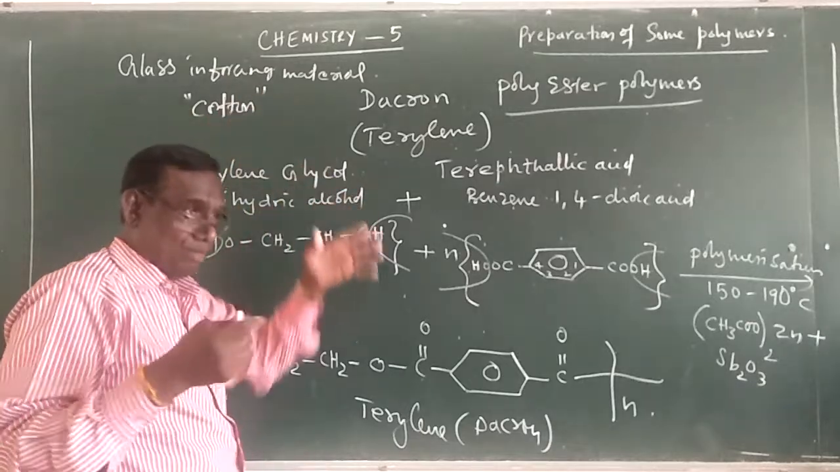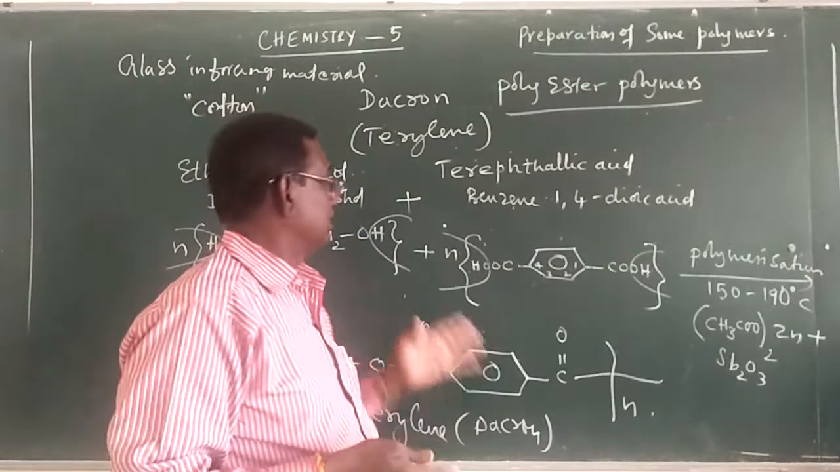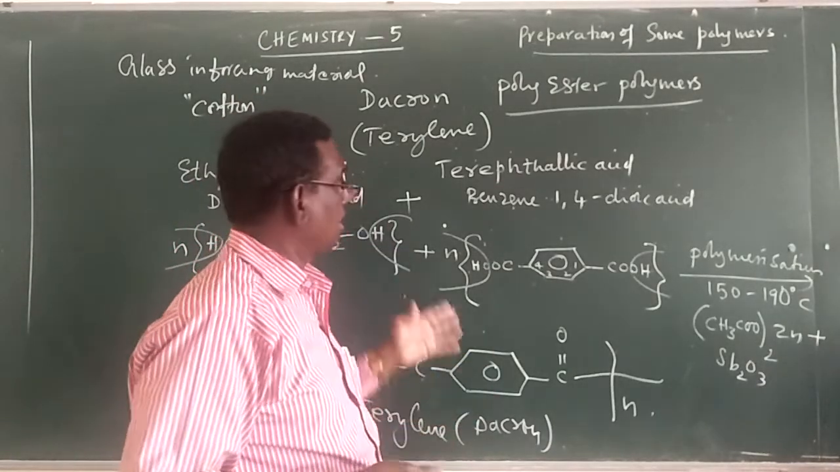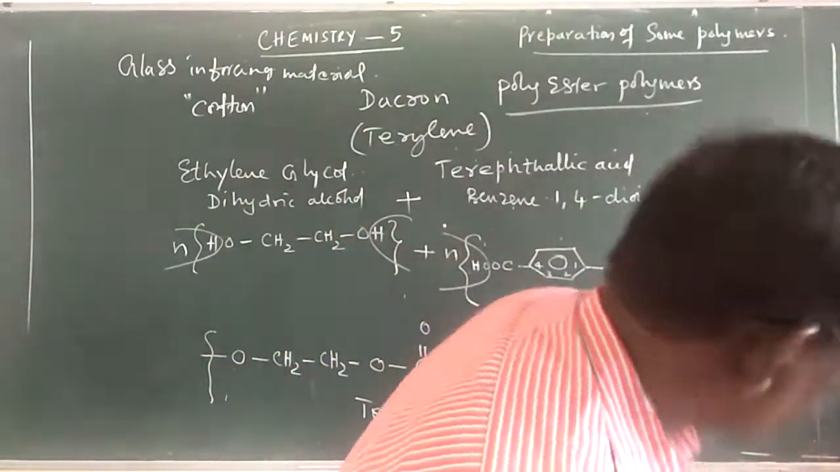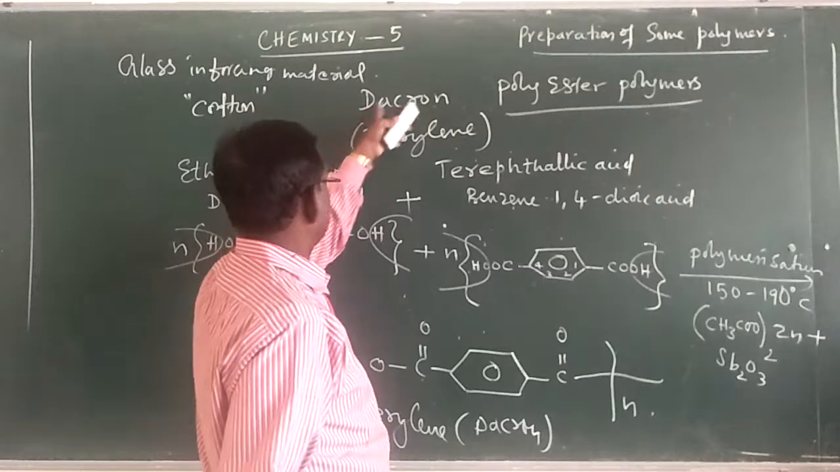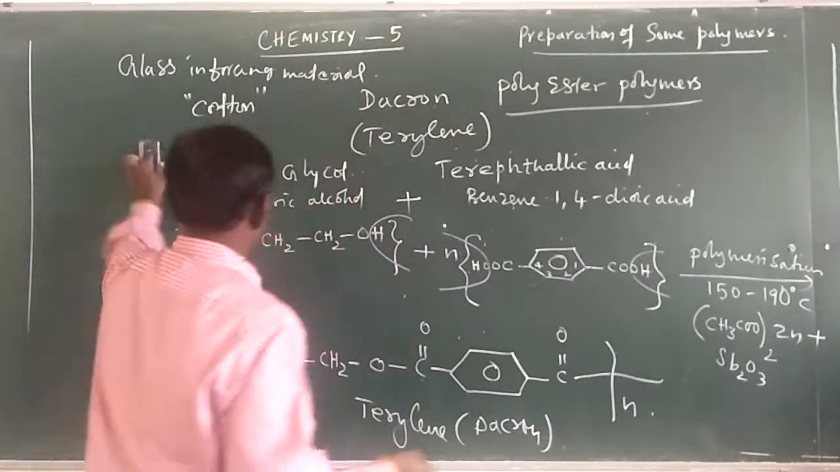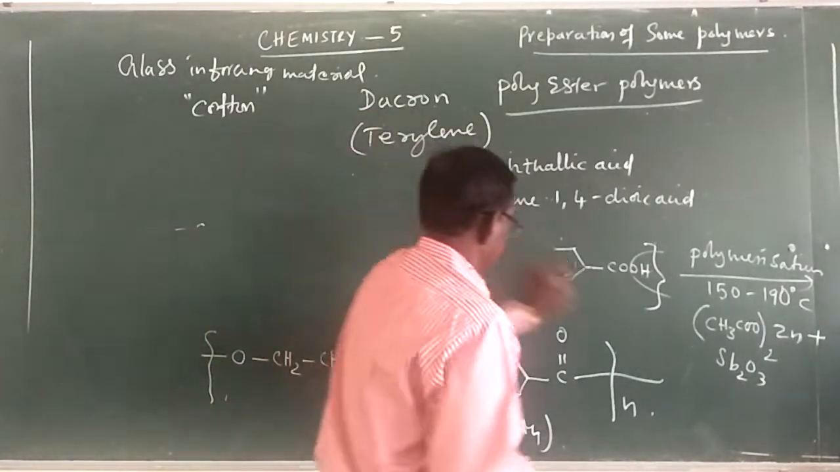And it is also blended with cotton. Polyester fiber or polyester polymer is used. Okay, this is the preparation of terylene or dacron. So next one.